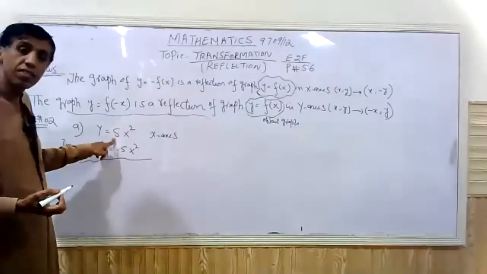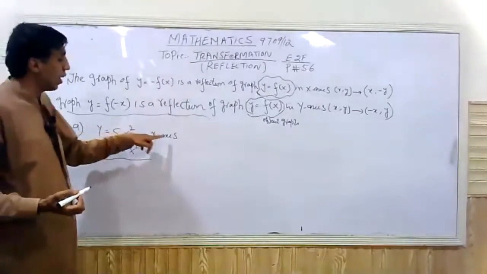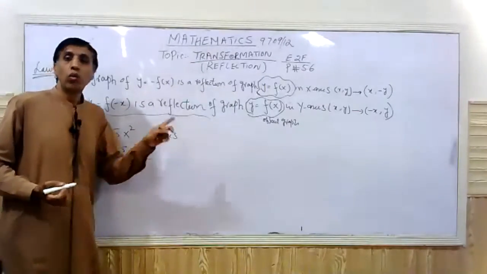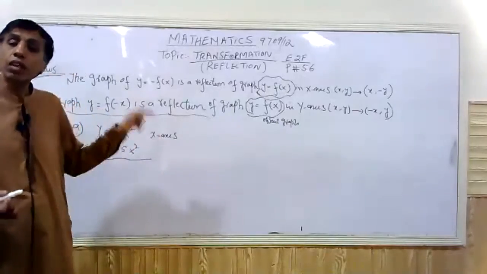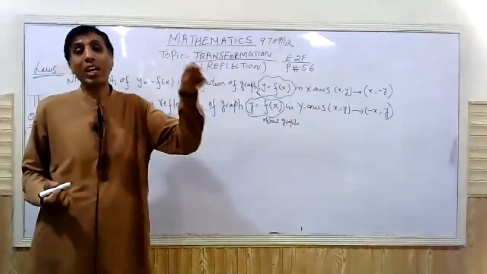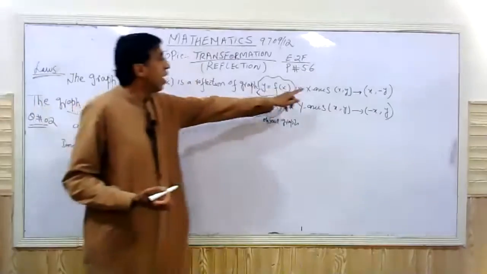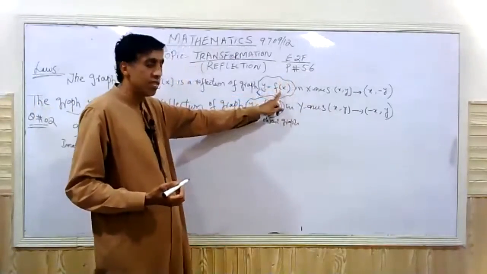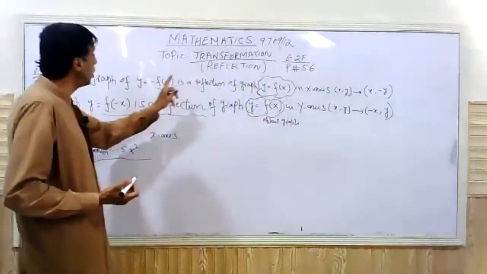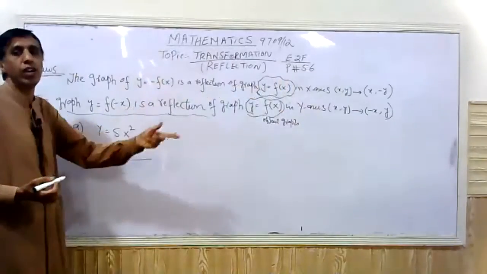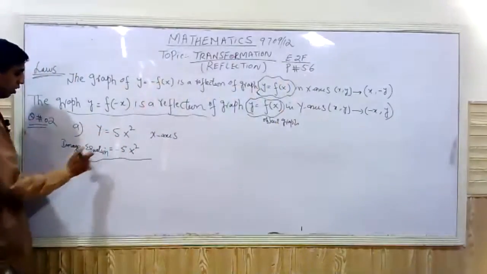the object equation is given, and even the axis will be given. We have to convert this equation according to the given axis. The given axis is x-axis, and in x-axis, if this is the object equation, the image equation will be minus f of x. The minus f of x I have written.